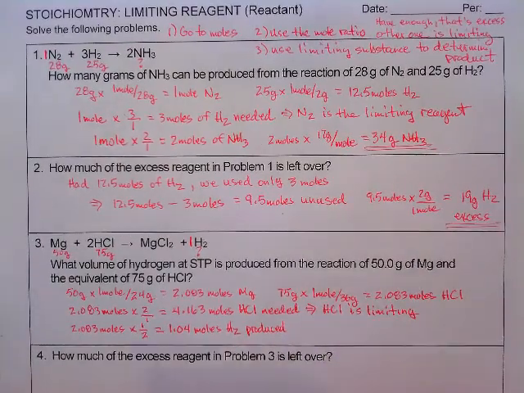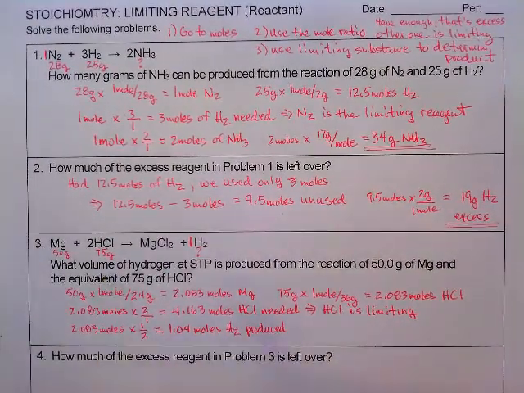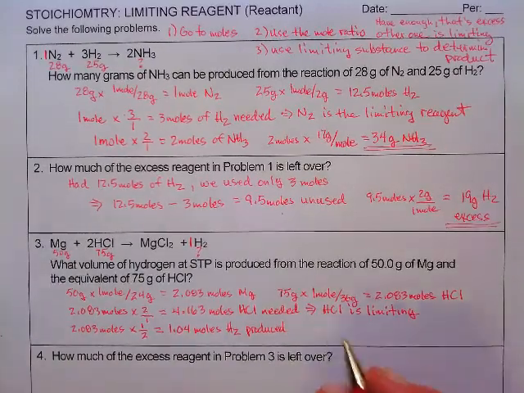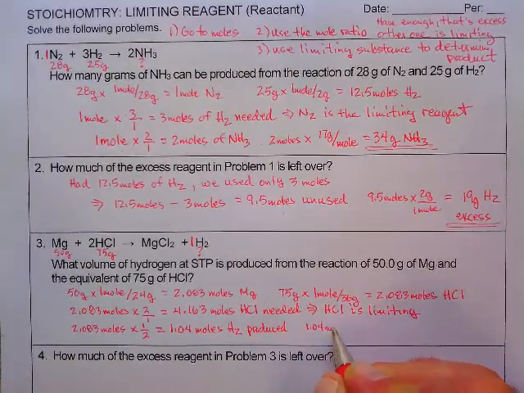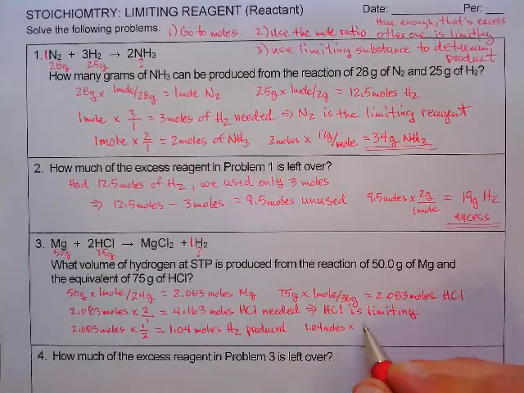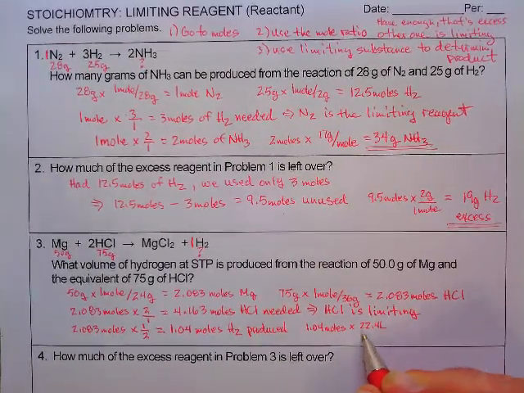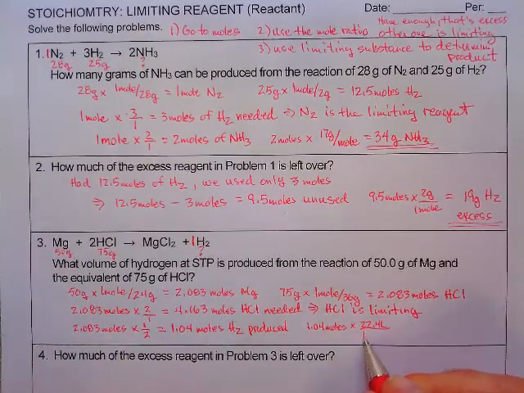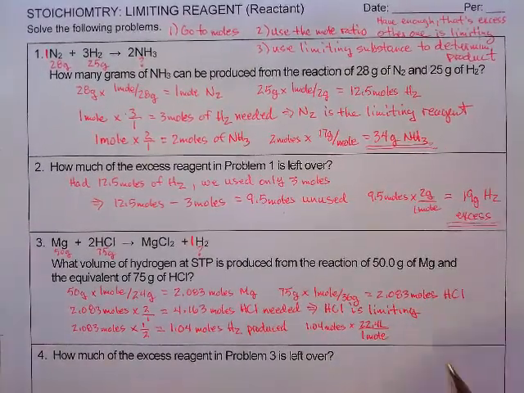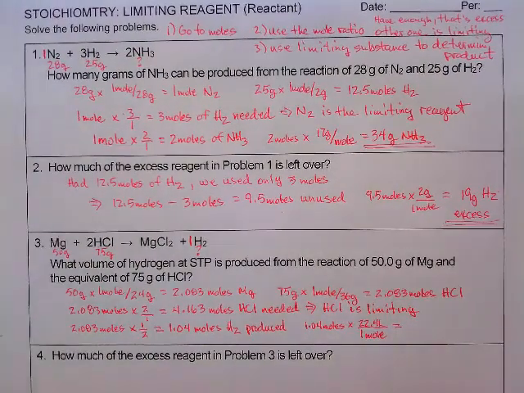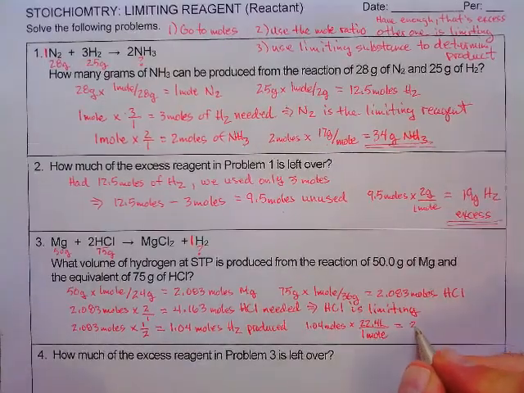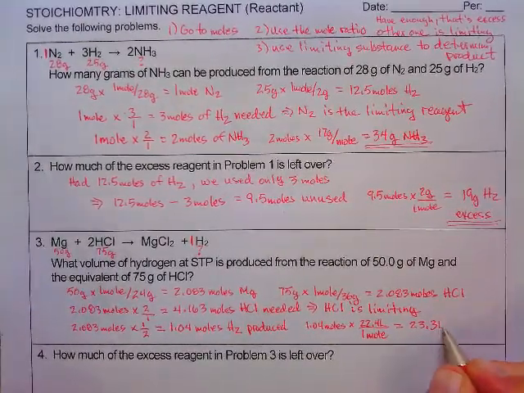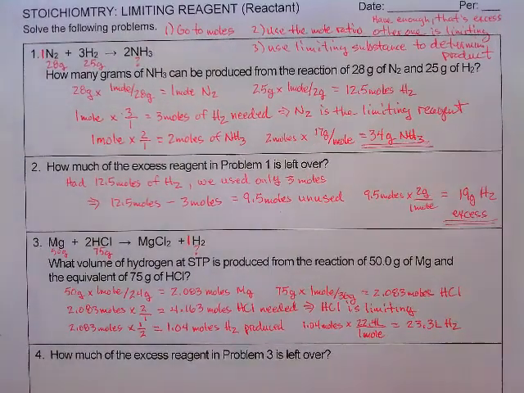And then notice in this case I wanted volume of H2. I didn't want the grams, I wanted volume. So I'm going to need to now take that 1.04 moles times, for volume, 22.4 liters per 1 mole. And that will give me basically 23.3 liters of H2 produced.